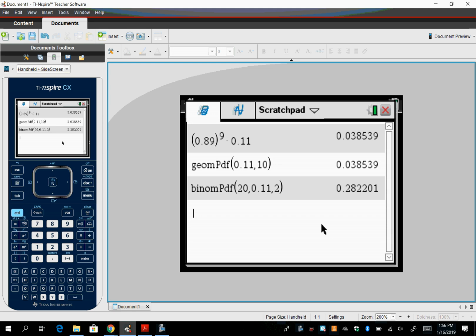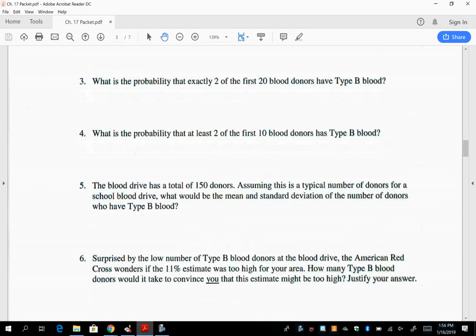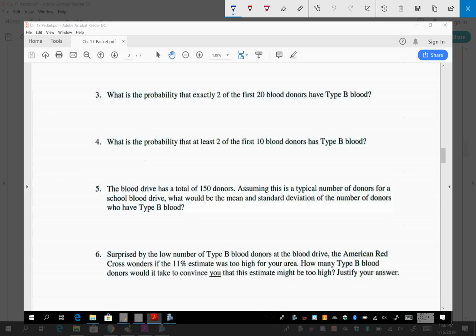Let's do number 4. The probability that at least 2 of the first 10 donors have type B blood. At least 2 of the first 10. What is this? Geometric or binomial? It's binomial. We have a number of successes. I know it looks a little weird, but what is the number of successes? At least 2. So I'm going to write the probability that our capital letter X, our random variable, which is the number of successes, is greater than or equal to 2. Would you agree that that means at least 2? 2 or more.